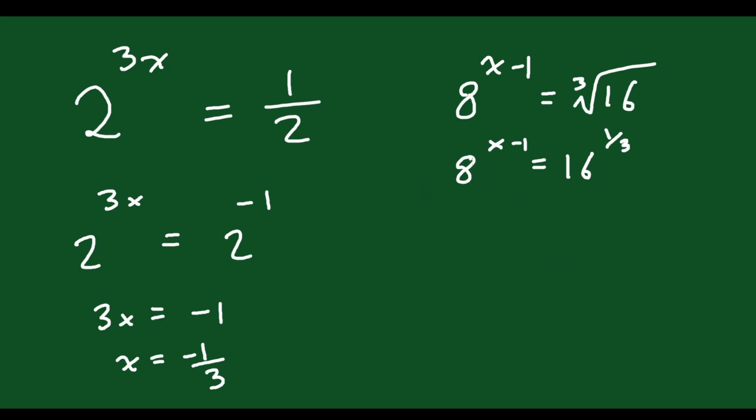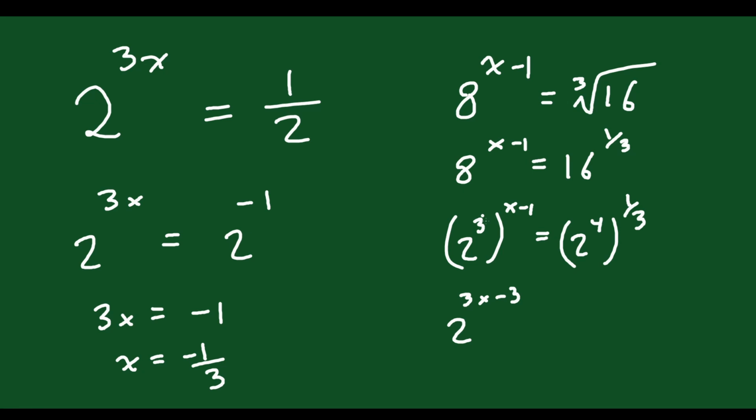I can't make them both 8, right, or 16. That would be a little bit messy. But the easiest way to do this might be making both the bases into 2, because 8 is just 2 cubed, so 2 cubed to the x minus 1, and 16 is just 2 to the 4 to the 1/3, right? Just like that. From here, you can simplify the exponents. You can say 2 to the 3x minus 3, because you just multiply those exponents together, and that's going to equal 2 to the 4/3.